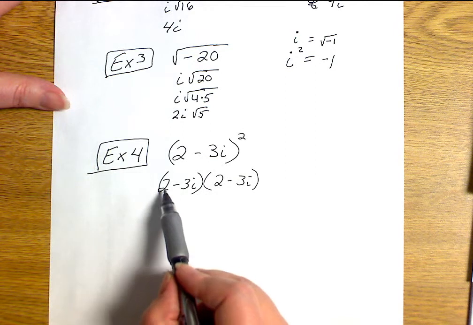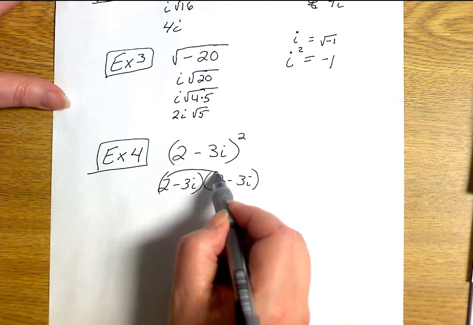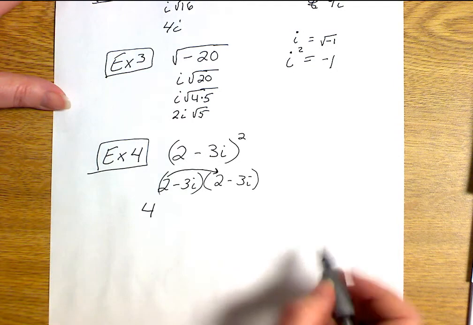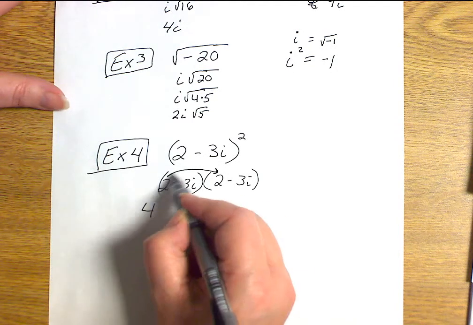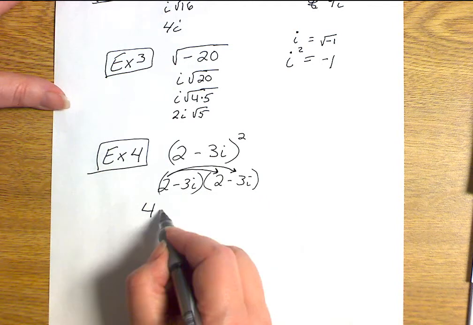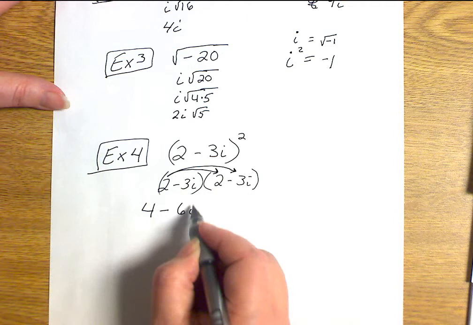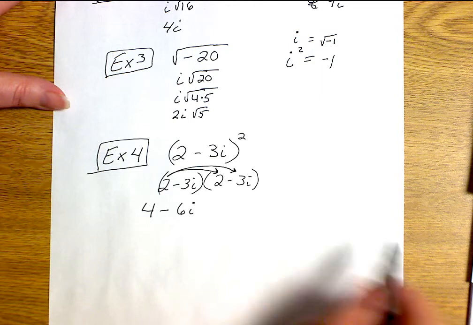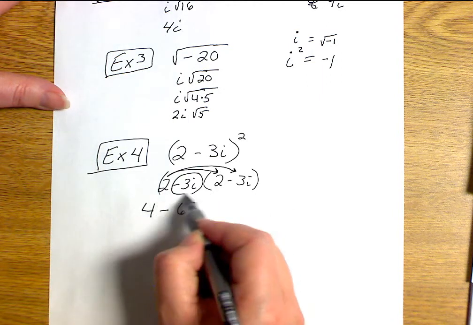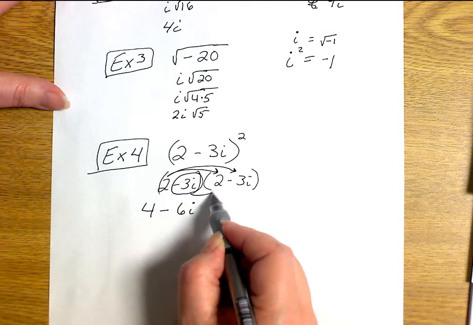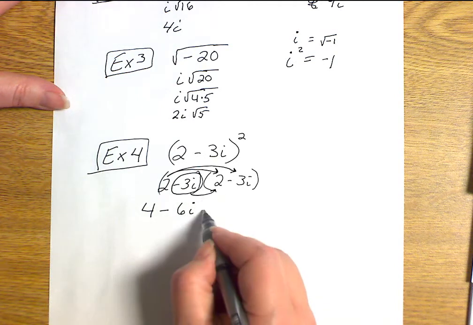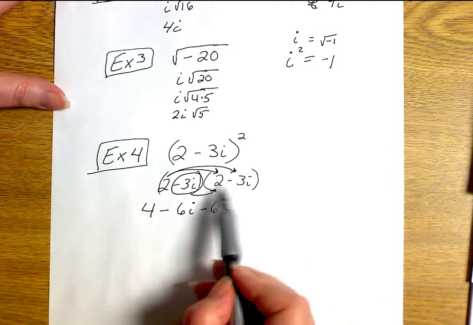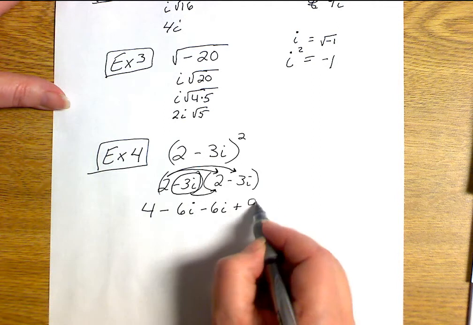So the first thing that you want to do is take this 2 and multiply it by 2. So 2 times 2 gives me 4. Then I take the 2 and multiply it by the negative 3i, so that gives you a negative 6i. Still the same thing, I'm taking this negative 3i and multiplying by the 2, which gives me negative 6i. Negative times negative is a positive. 3 times 3 is 9. And then we have i squared.